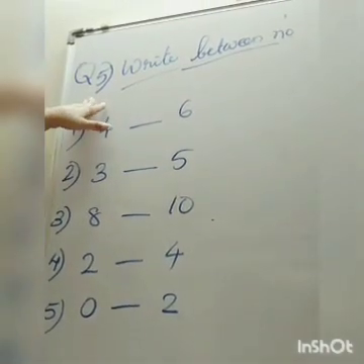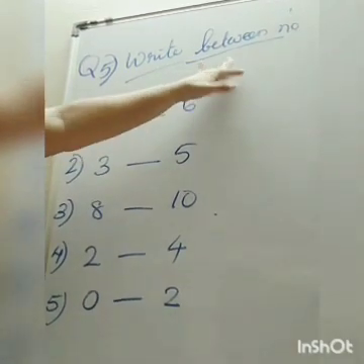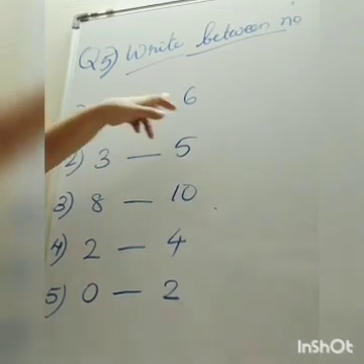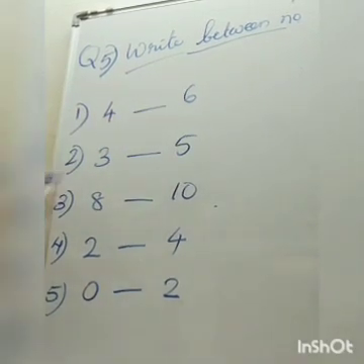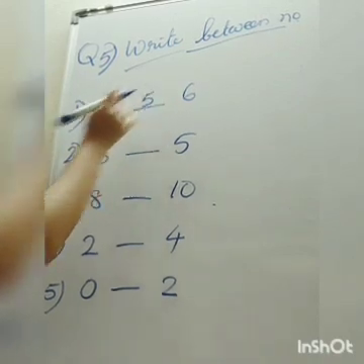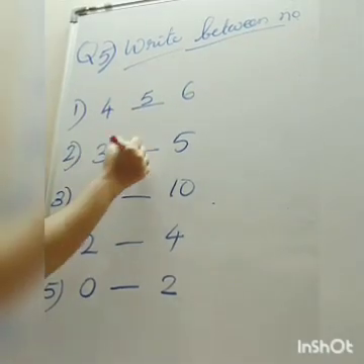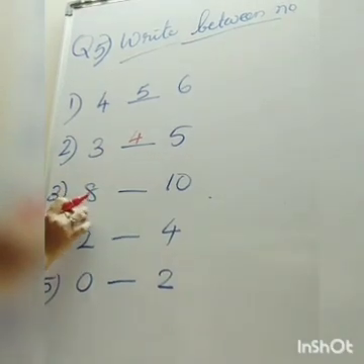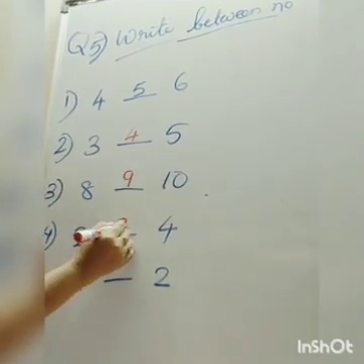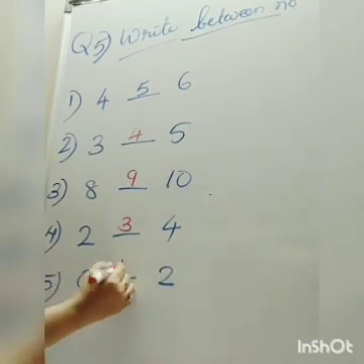Question number 5. Write between number. Here what is the first question? Between number of 4 and 6. Middle number. 4, after 4, 5. After 3, 4. After 8, 9. After 2, 3. 0, 1, 2.